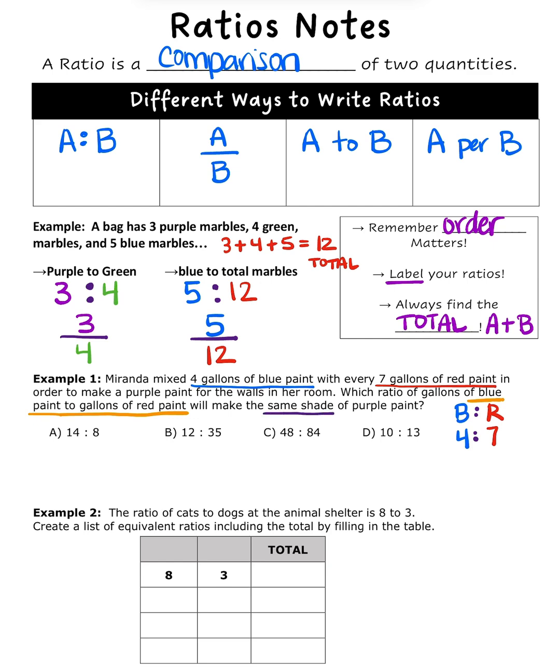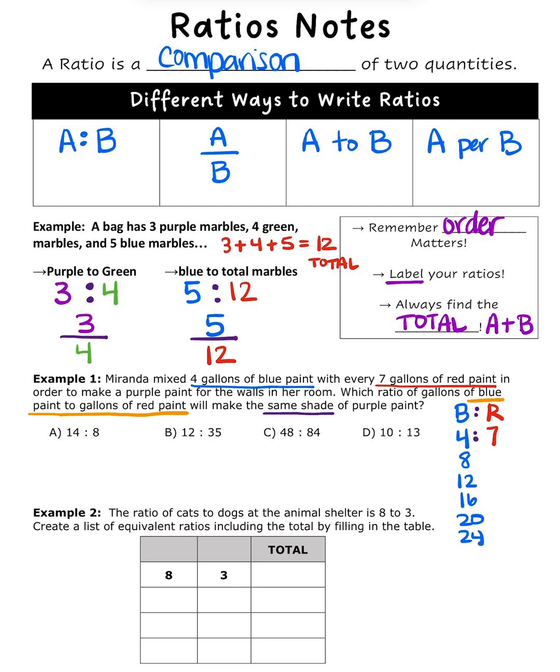And so we have a couple options when we are solving for ratios. The first one is skip counting. So I'm going to skip count my numbers 4 and 7. Skip counting just means counting by that number. So blue was 4, so 4, 8, 12, 16, 20, 24. So that's a pretty good list right there.